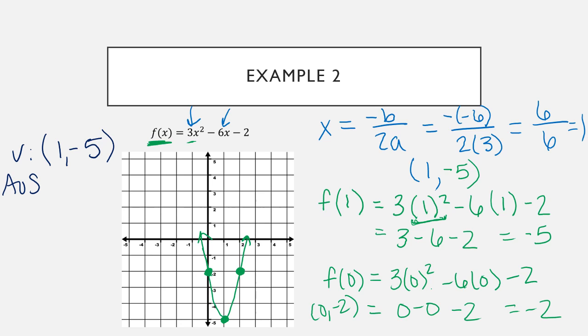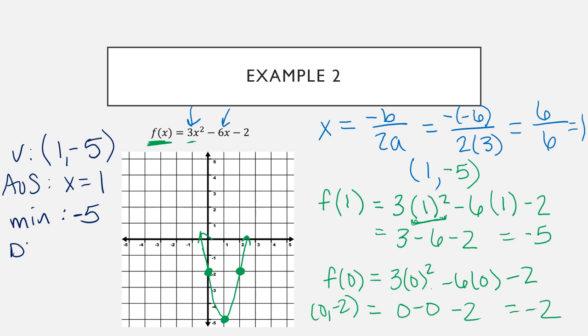The axis of symmetry is going to be x equals 1. You do have to have x equals because that is a line, like we said before. The, let's see, max or min. This one's going to have a minimum. So you'll say the minimum value is at -5.